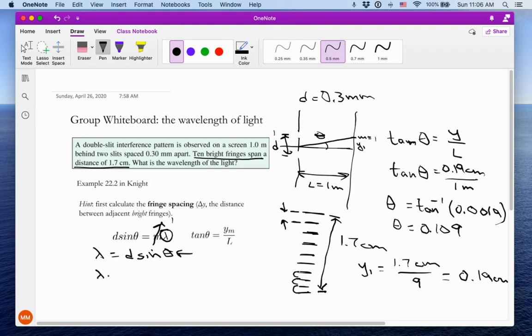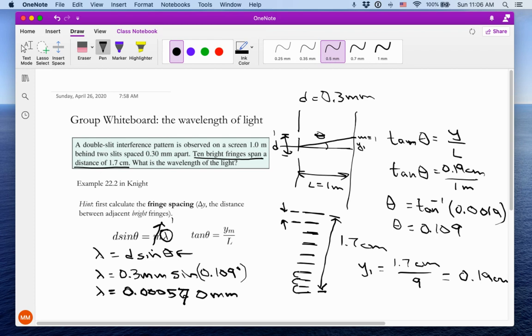And that's what I can use over here for this theta. And so lambda is going to equal d, which is 0.3 millimeters, times sine of 0.109 degrees. And the answer I get out is 570. And so remember, this is in millimeters.